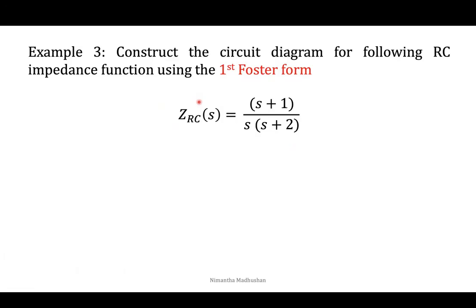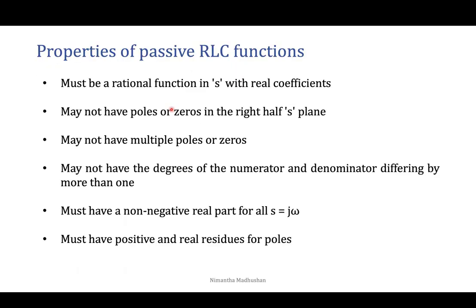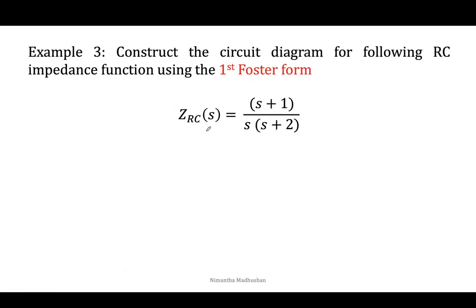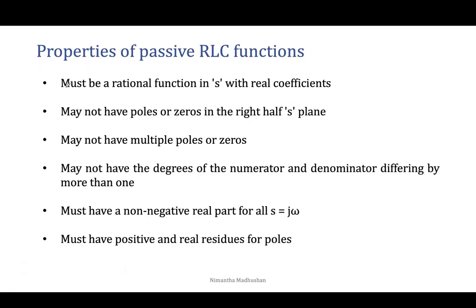In the first form, we can use the partial fraction expansion. Before applying the first form, we have to check whether the given function is realizable or not. For that, there are some general properties for a passive RC function. We have to check them one by one for this given function. The first one is that it must be a rational function in s with real coefficients. You can see it is a function in s and there are real coefficients.